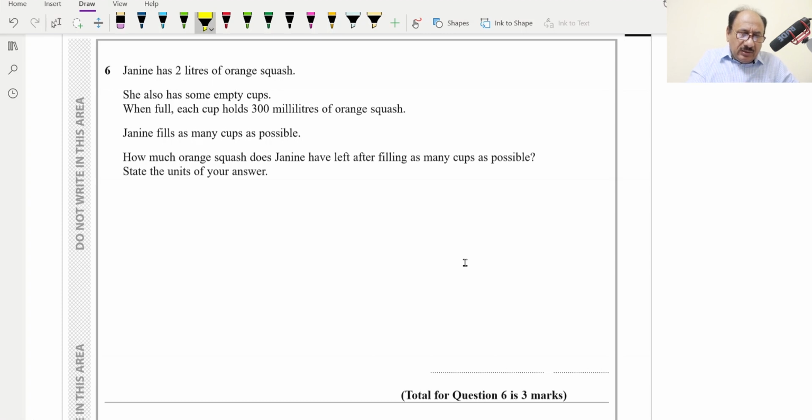Janine has 2 liters of orange squash. She also has some empty cups. When full, each cup holds 300 milliliters of orange squash. She fills as many cups as possible. How much orange squash does Janine have left after filling as many cups as possible? State the units of your answer.